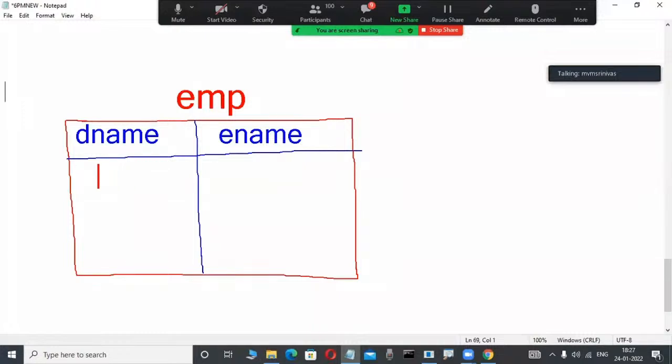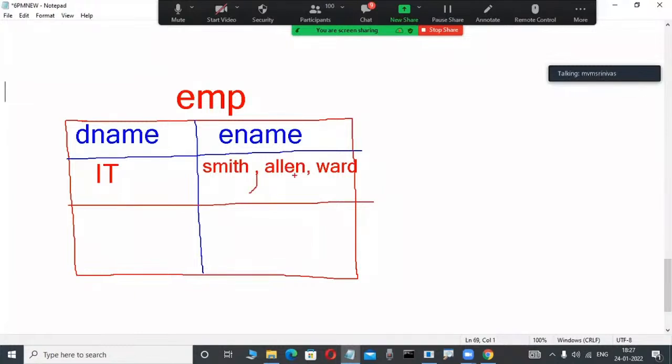Here IT is a department. That is data. IT is a department. In this department, three employees are working. Slowly observe here, very interesting. Smith is an employee, for example. ABC employee, comma. Alan is an employee, comma. Ward is an employee, for example. I am representing that three employees are working in this IT department. That's why I am representing that data in the format of like this only.